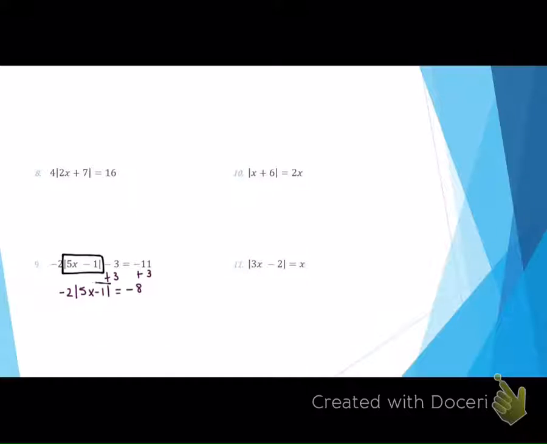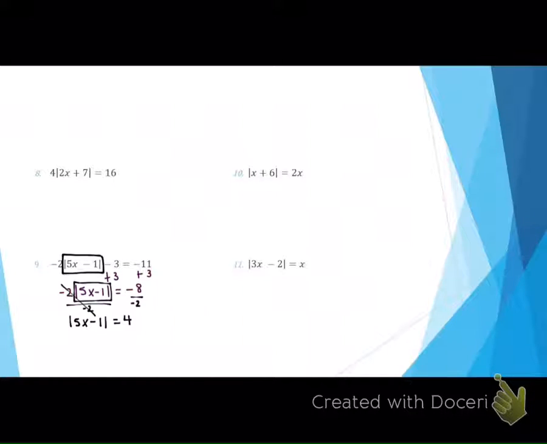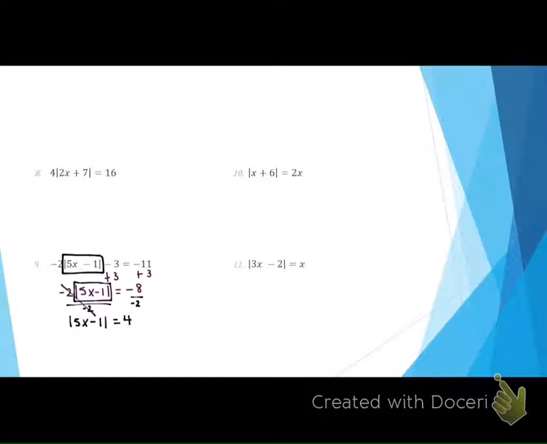Now, Connor, what can I do? Divide the -2 by the 5x minus 1 and the -8. So those cancel out, so you're left with the absolute value of 5x minus 1. I do not take the absolute value off until I've split into 2 equations. Okay, at this point you can check. Is this equal to a negative number? No. So you're fine there.